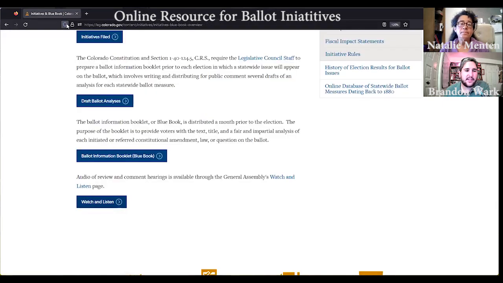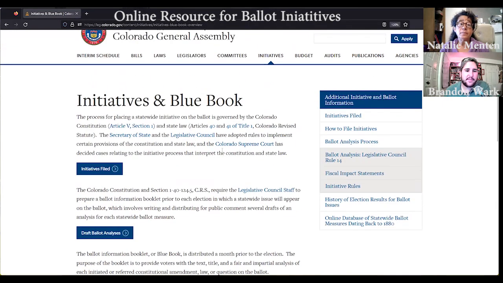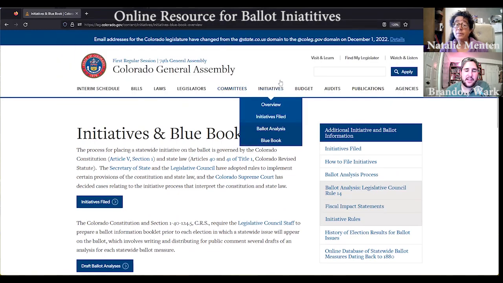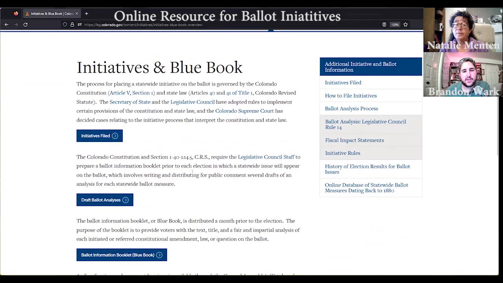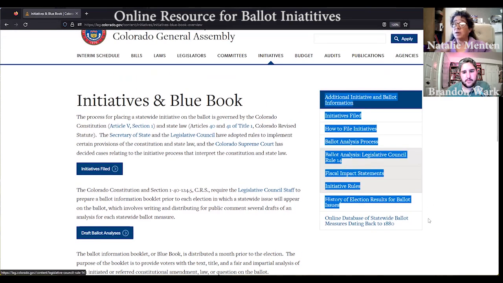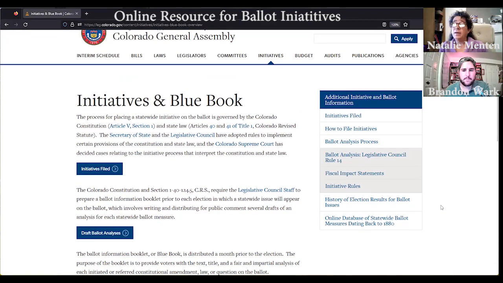Perfect. You can exit out of that and you're back on this page, but I really want to emphasize what a great resource this website is. Of course, leg.colorado.gov, clicking in on initiatives and having all this information at your fingertips, not just this year, but every year, to really see what's going on and what's going to be on your ballot. You've got the history of election results, an online database. So you've got the history and what's coming up, your sneak preview. We've talked about the Blue Book and how you get engaged on that. A lot of initiatives come back during certain periods of time, and this is the history right here.